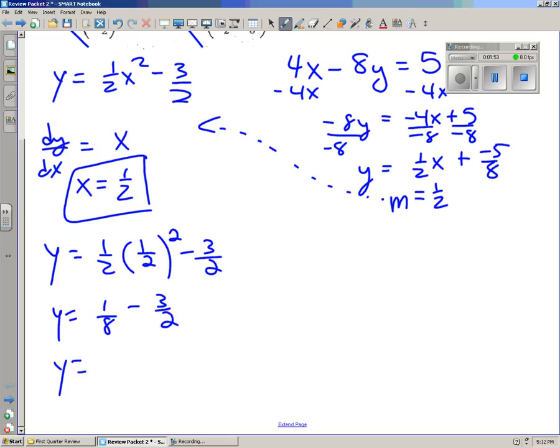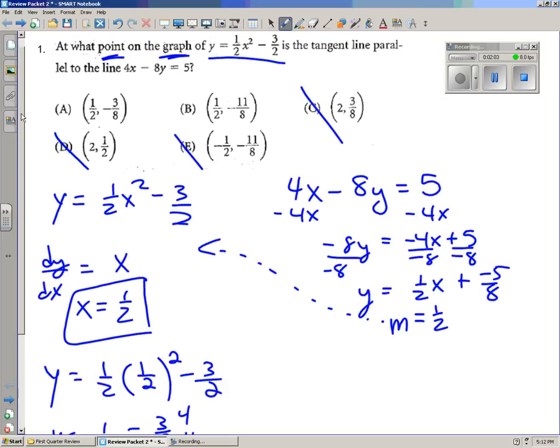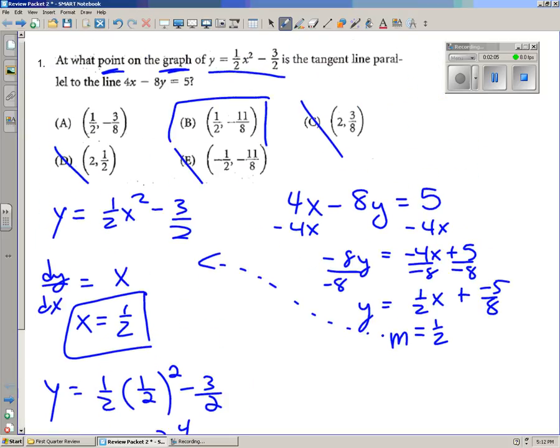Getting equivalent denominators, the common denominator is 8. So multiply by 4 over 4, and you would get 1/8 minus 12/8, which is negative 11 over 8. So that's the y coordinate. So it makes the final answer choice B. Great problem. I like that one.